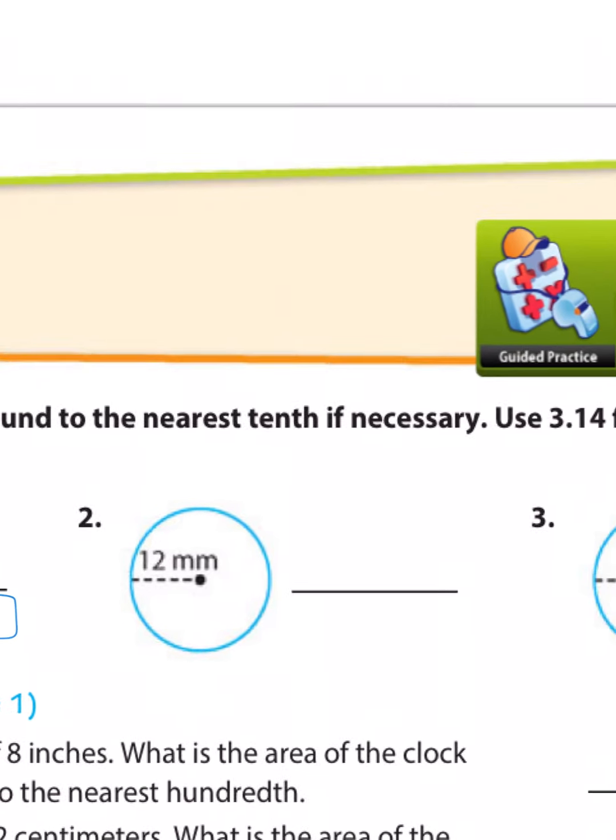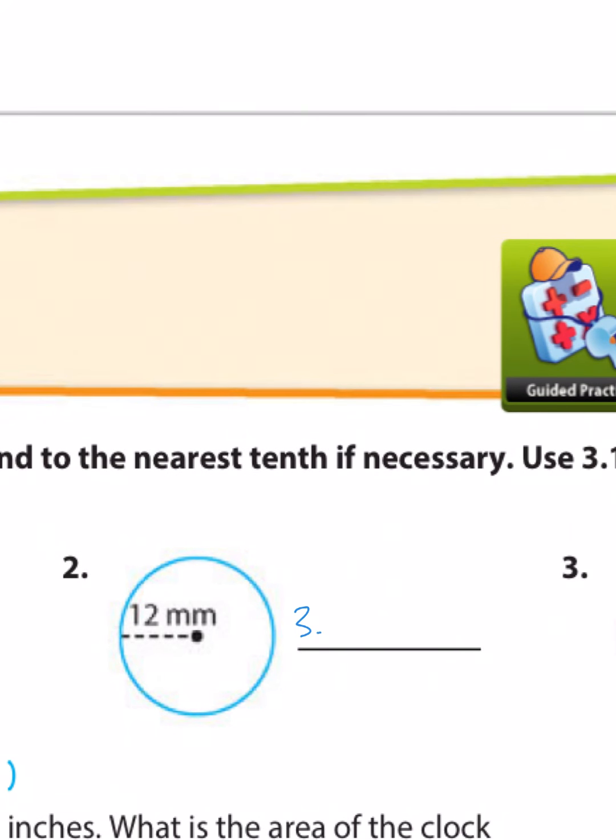All right, so this next one gives us the radius, so we can just plug 12 in. 3.14 times 12 times 12. Enter that into your calculators, and you get 452 and 16 hundredths, and this is millimeters squared.